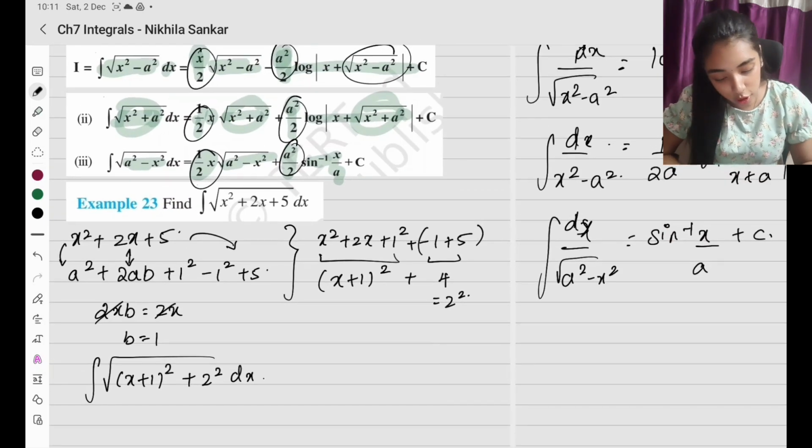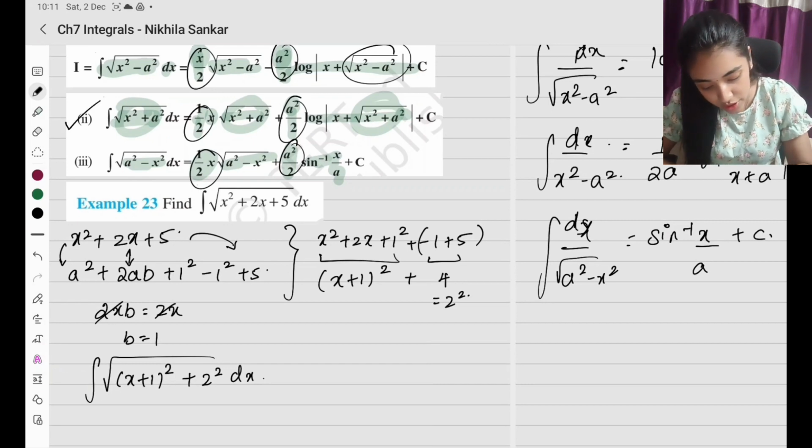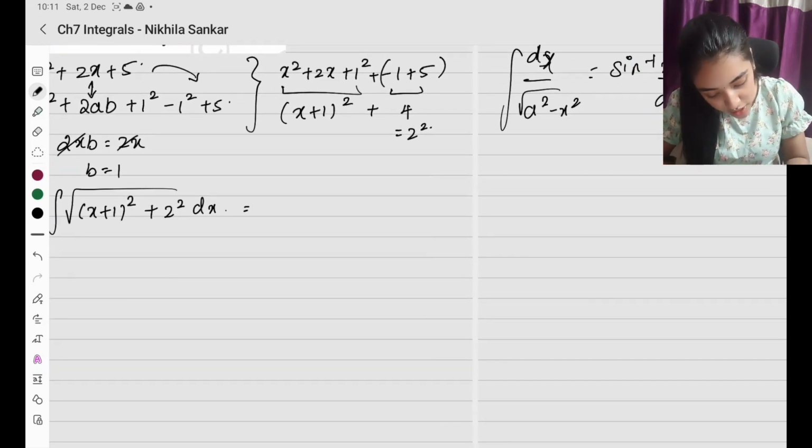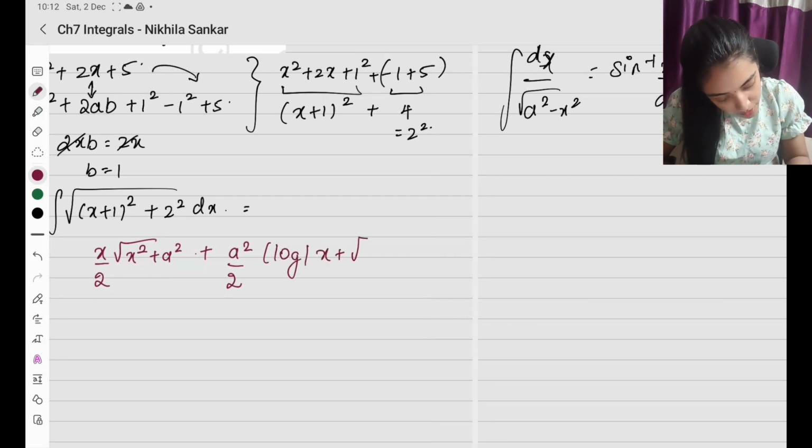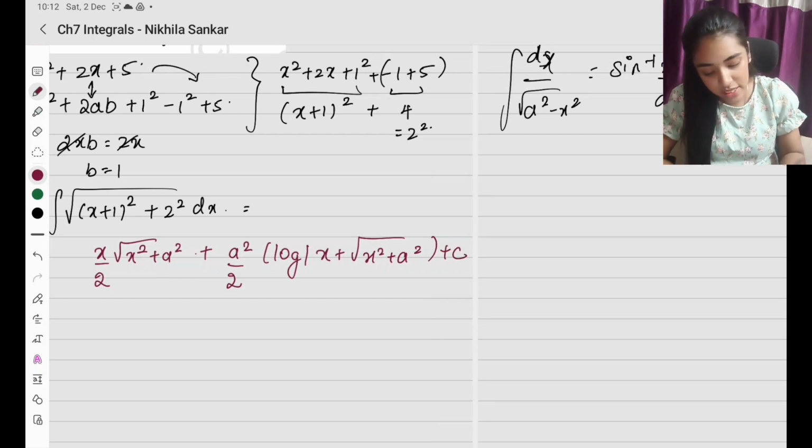So according to the formula, first formula, second formula. So it is going to be of this particular form. So this is going to be first x by a. So for the formula, I'll write the formula. So x by 2 square root of x square plus a square plus a square divided by 2 times log mod x plus square root of x square plus a square plus c. So this is the formula.